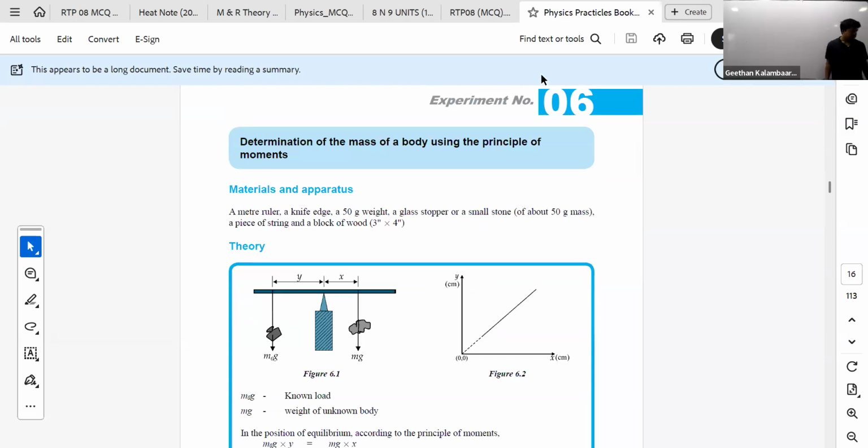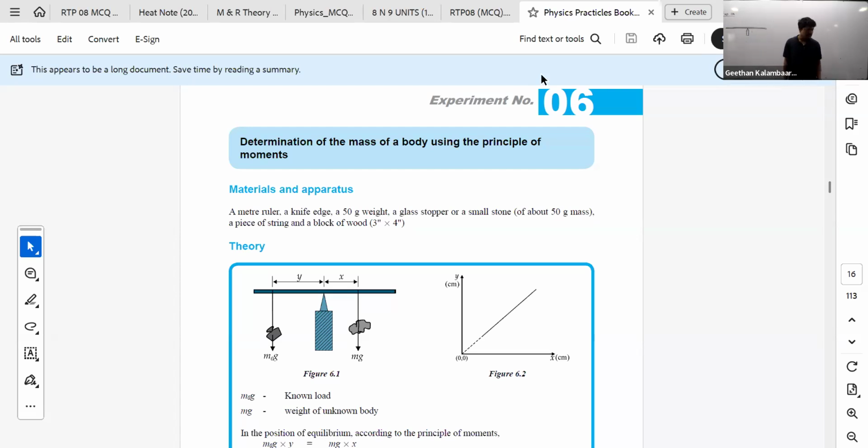Right. So experiment number 6 is called the determination of the mass of a body using the principle of moments. I'll tell you the principle in brief. You take a meter ruler like this, and you balance the meter ruler on a knife edge. You know how to do that, right?